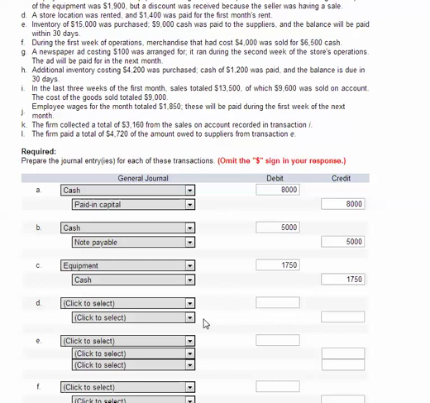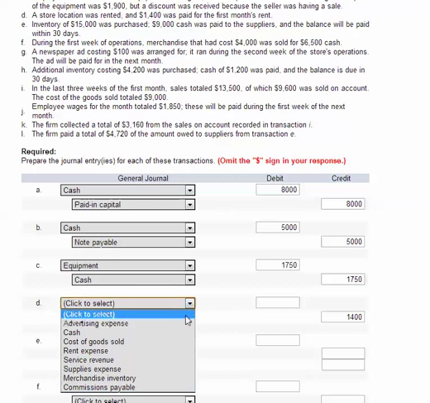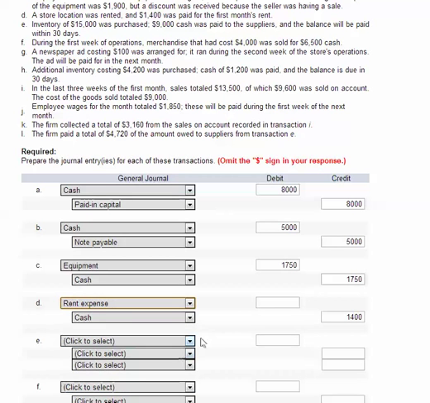All right, D, a store location was rented and $1,400 was paid for the first month's rent. So if we pay, just like we paid for the equipment in C, we credit cash for $1,400. Sometimes if you can figure out one side of the equation, you know what the other one's going to be, even if you're not sure. And so if we paid, in this case, we debit rent expense, $1,400.